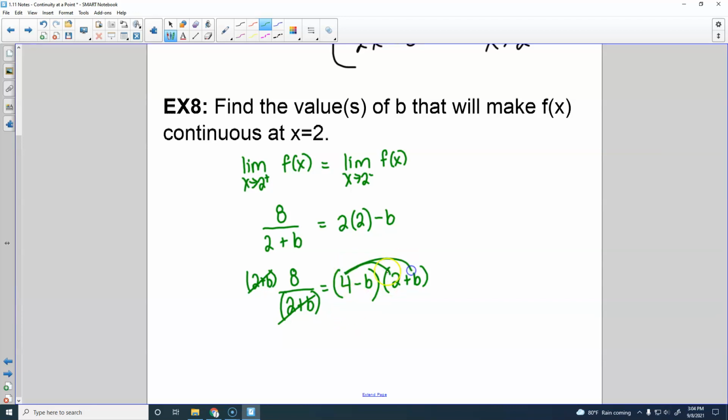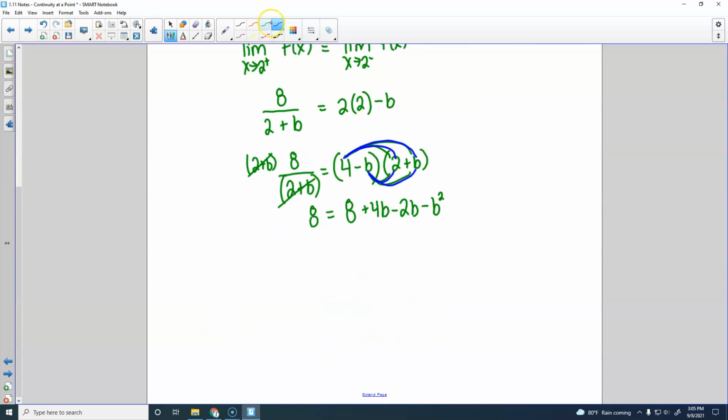You'll get 8, plus 4b minus 2b minus b squared. Distribute, so 4 times 2, and then 4 times b, and then b times 2, and b times b. It's that FOIL, maybe you might have heard a teacher call it. We don't call it that as much anymore, but you've blocked it from your memory. But you do it as early as Math 1.